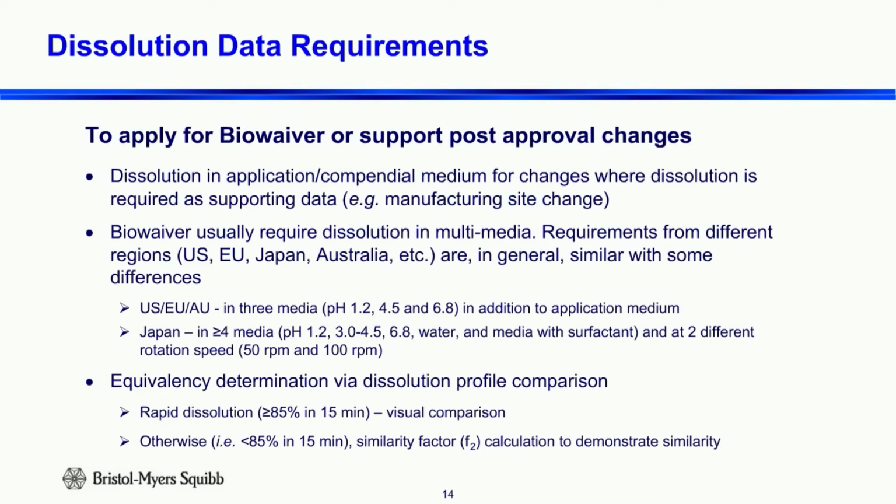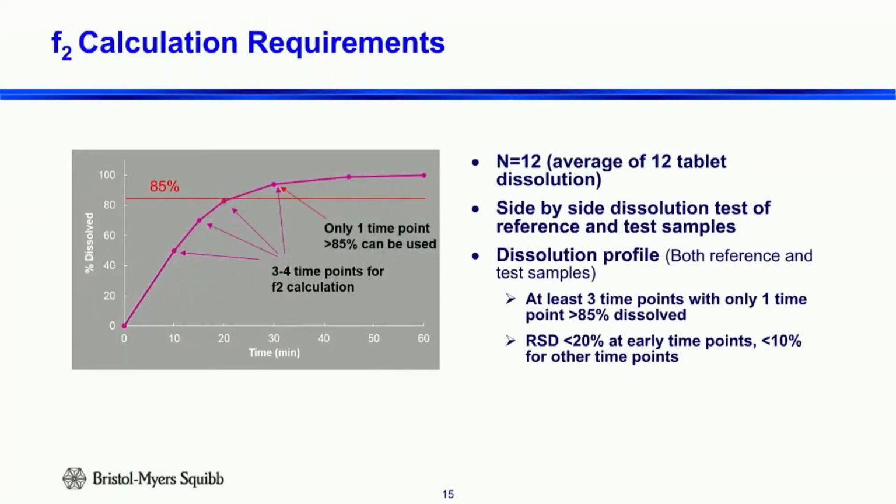I'll show more requirement details on the F2 calculation criteria. In order to qualify to perform the statistical analysis by F2 calculation, your dissolution profile has to be a so-called gradual profile, which means you have to have at least 2 time points less than 85%. When you do the calculation, the minimum is 3 time points. More is considered better because statistically it's more meaningful.